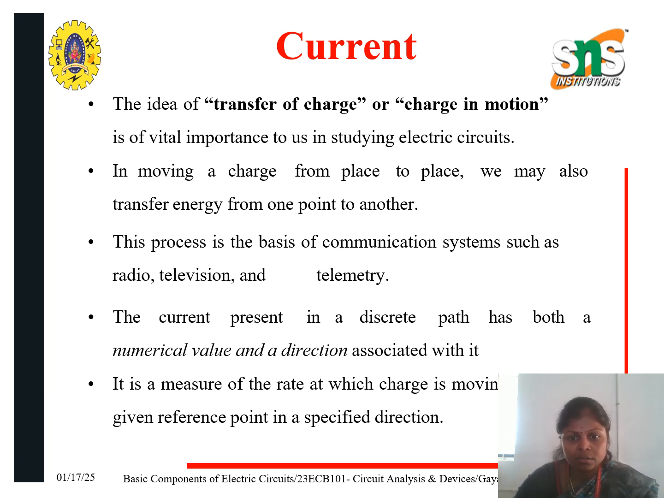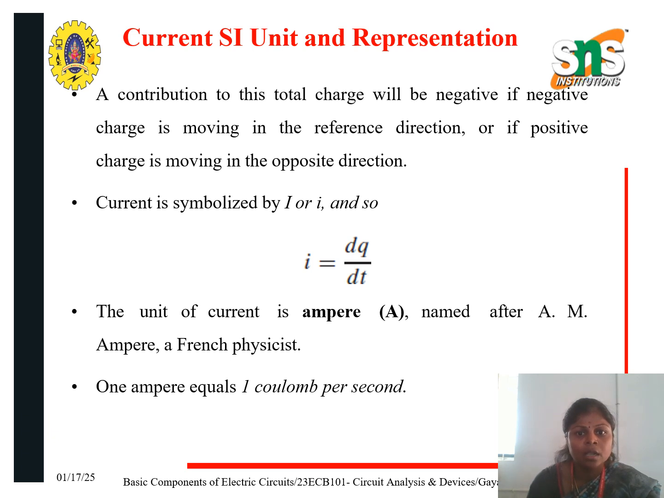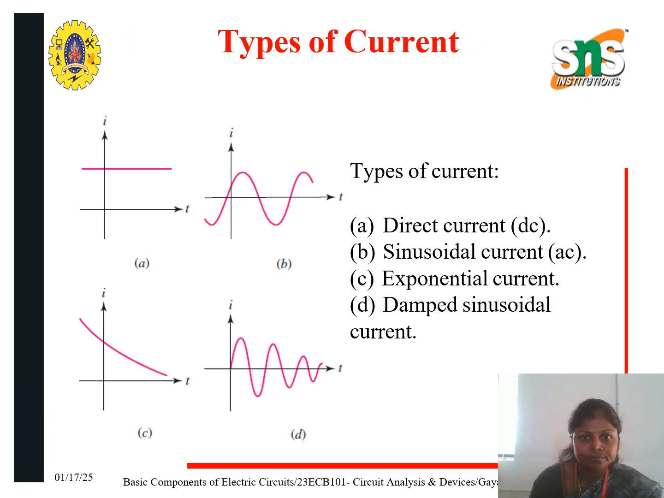The current present in a discrete path has to be both a numerical value and associated with a direction. The SI unit of current is the ampere, named after Ampere, the French physicist. 1 ampere equals 1 coulomb per second. The types of current are direct current, sinusoidal current, exponential current and damped sinusoidal current.